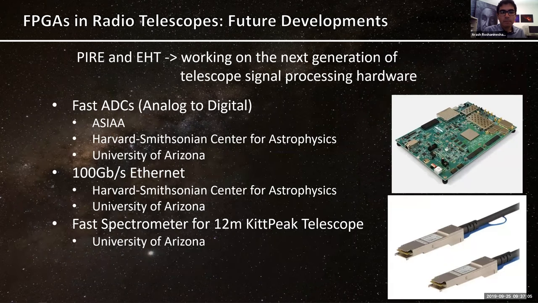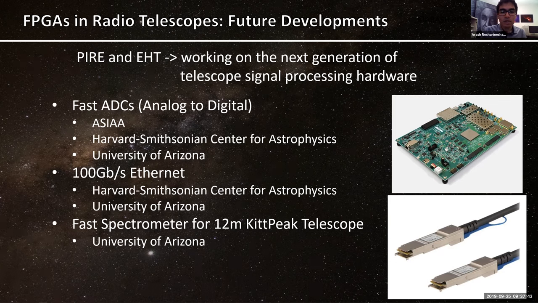What about the future? PIRE and ESG projects are working on the next generation of telescope signal processing hardware. The next generation includes fast ADCs, so the number of samples per second is increasing significantly. This is a collaboration between ASIAA in Taiwan, the Harvard-Smithsonian Center for Astrophysics, and the University of Arizona.